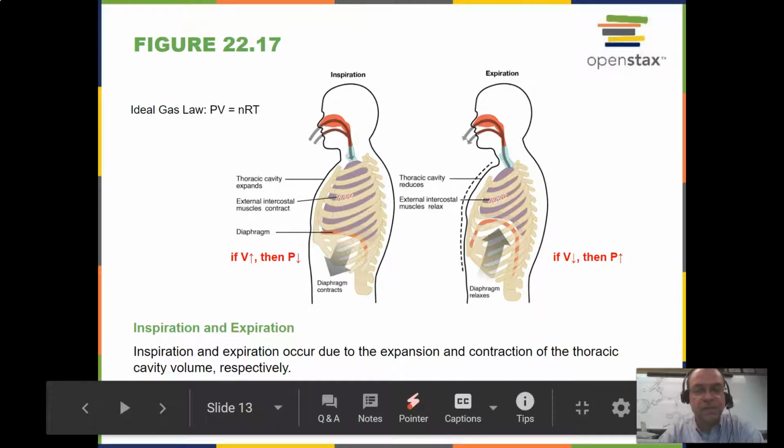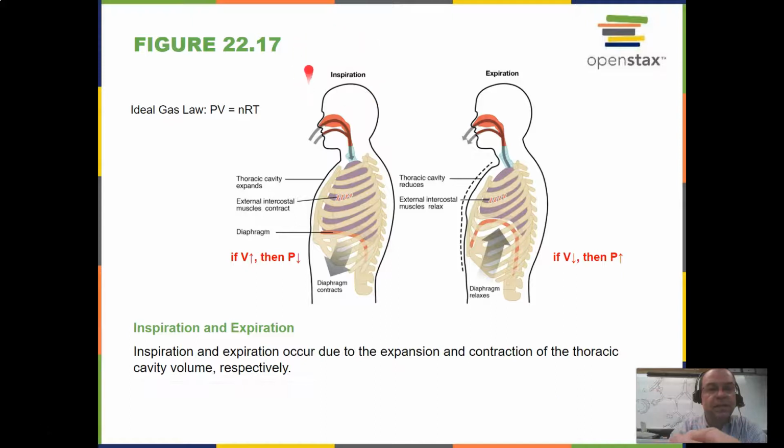Okay, so what does that mean? Well, let's take a look at it. On the left-hand side here, we've got inspiration, or taking a breath in, and on the right-hand side, we've got expiration, or breathing out, exhaling. In order to get air in, we have to lower the pressure inside the chest, such that the pressure is lower in the thoracic cavity than out here in the atmosphere, like the room, okay? If the pressure is high out here and low here, air will flow in. Same thing with expiration. If the pressure is high in the chest and low out here, we will then exhale passively.